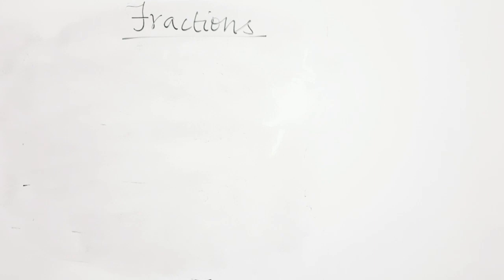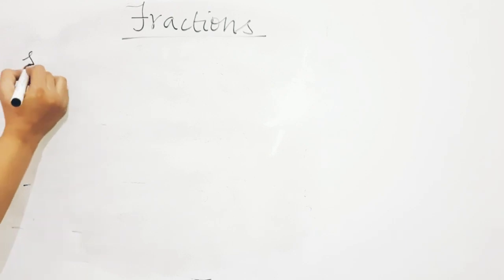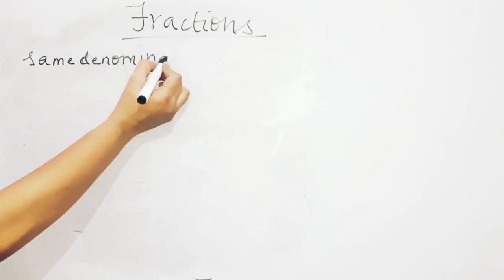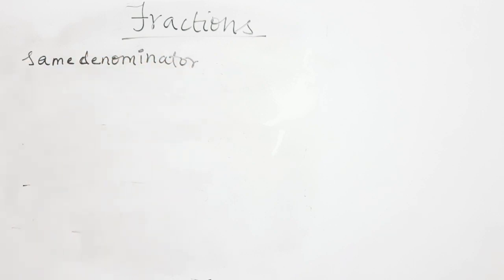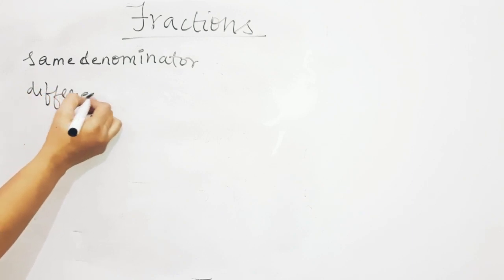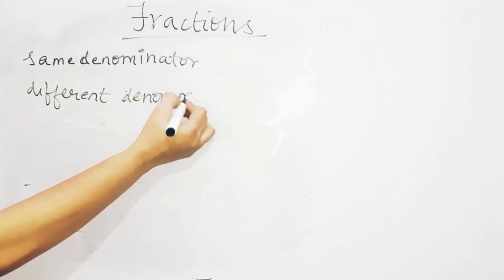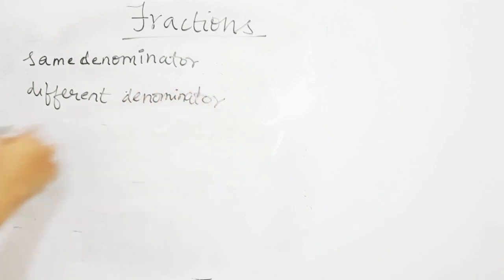The first thing I want to explain is like fractions. What are like fractions? You are studying it from class 4 only. Like fractions are the fractions having the same denominator, correct? Now coming to unlike fractions. Unlike fractions are the fractions having different denominators. Where the denominators are different, those fractions are said to be unlike fractions, correct? Now, are you clear with like and unlike fractions?